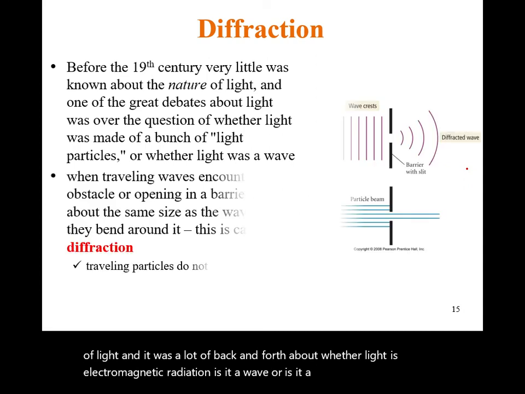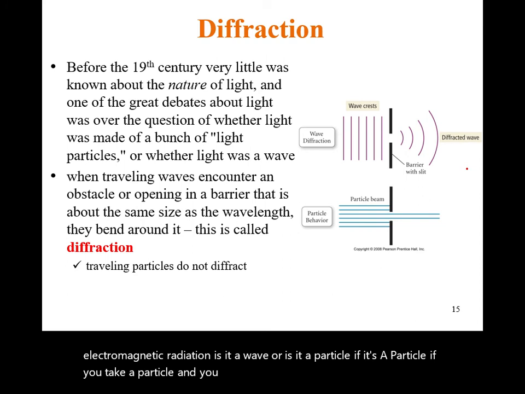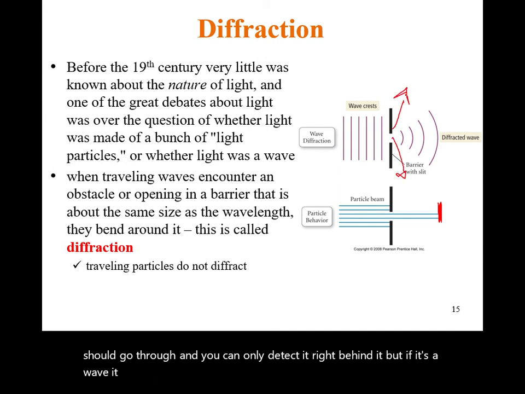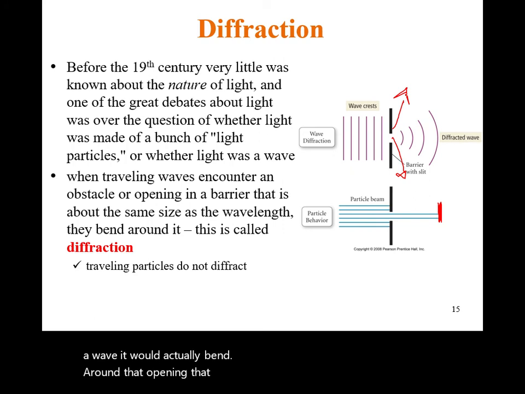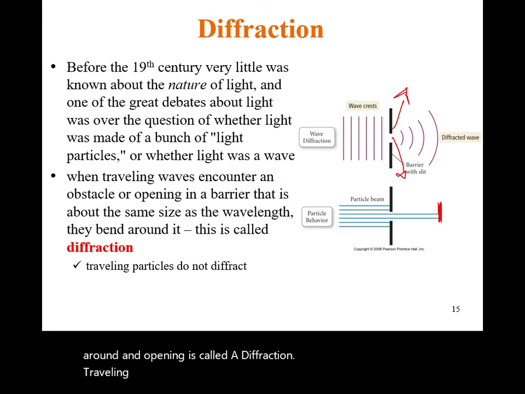If it's a particle, and you shoot it at an obstacle with an opening, it should go through and you can only detect it right behind it. But if it's a wave, it would actually bend around that opening. That bending around an opening is called diffraction. Traveling particles do not diffract. Electromagnetic radiation, or a wave, does.